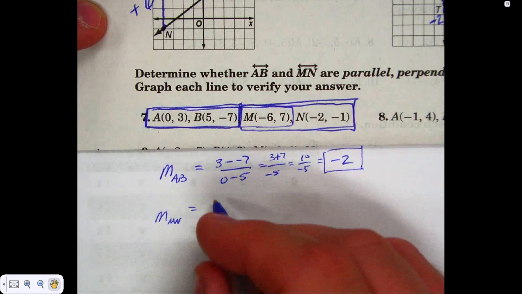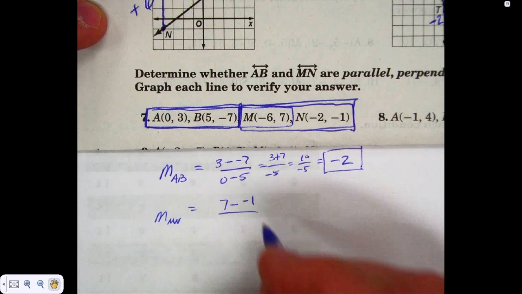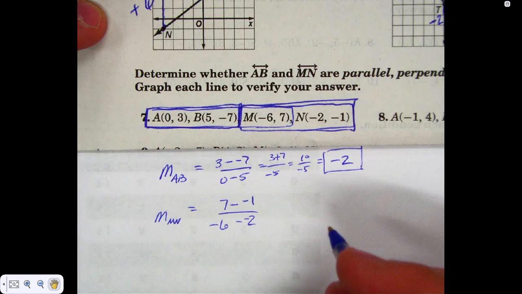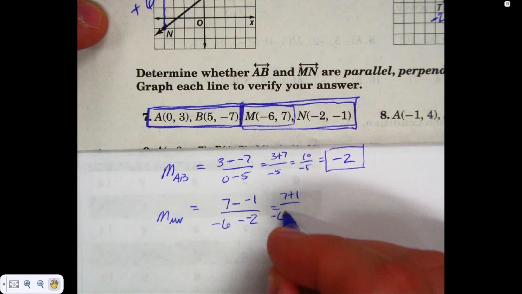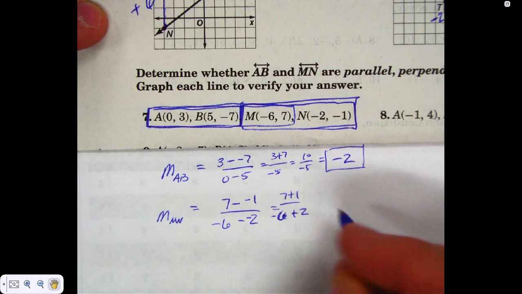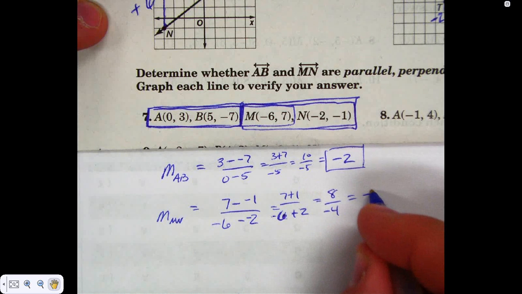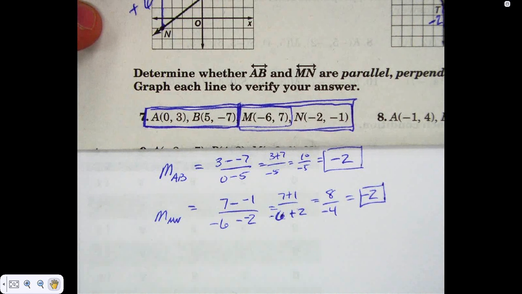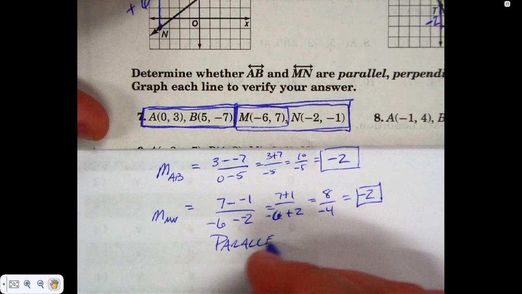Well, let's see. MN would be 7 minus -1 over -6 minus -2. That's 7 plus 1 over -6 plus 2. So it'd be 8 over -4. What do you get? Negative 2. How do they relate to each other? Are they the same, negative reciprocals, or neither? They're the same, so these two are parallel.